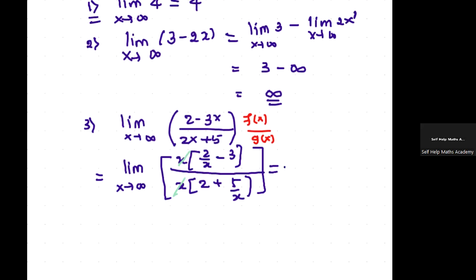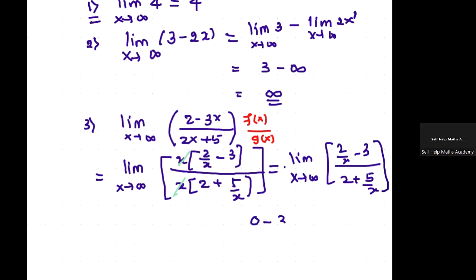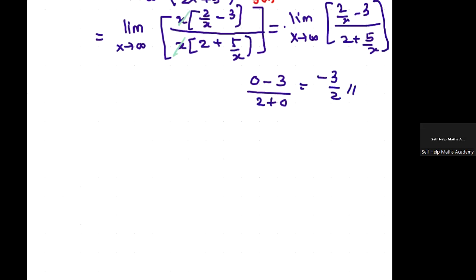This will be equal to limit as x is tending to infinity of 2 over x minus 3 divided by 2 plus 5 over x. So now simply wherever x is, substitute the value. So this will be 2 over infinity, which is 0, minus 3, divided by 2 plus 5 over infinity, which is again 0. The answer is minus 3 over 2. This is the limit of this particular function. Let's see another example.